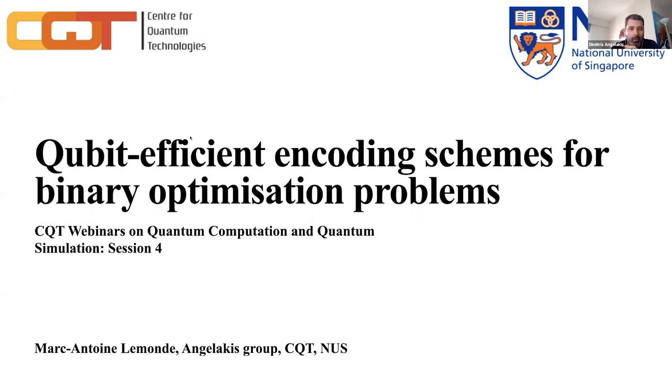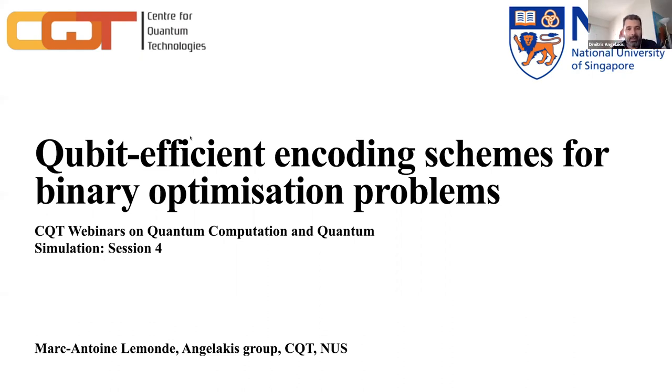Most of the work so far required as many qubits as variables in your original classical problem. So if you have 10,000 variables, which is roughly where some of the logistics or optimization problems nowadays are, you need 10,000 qubits. This is out of reach.